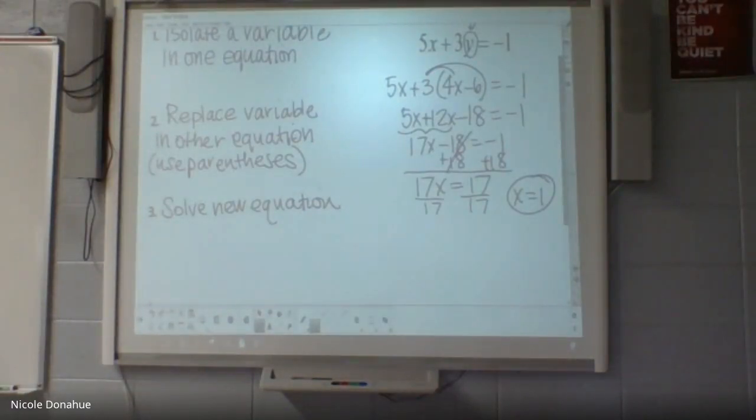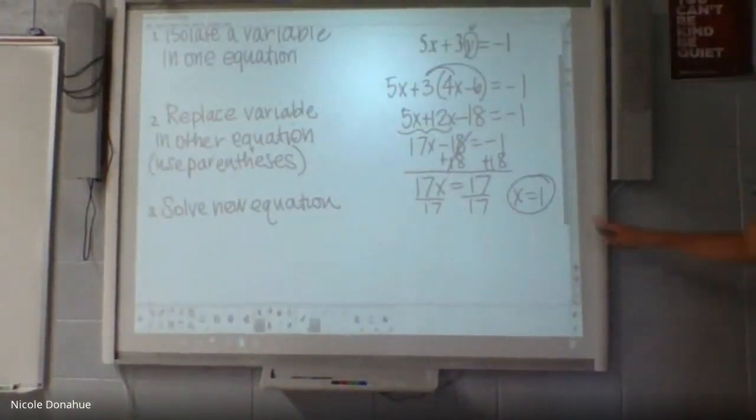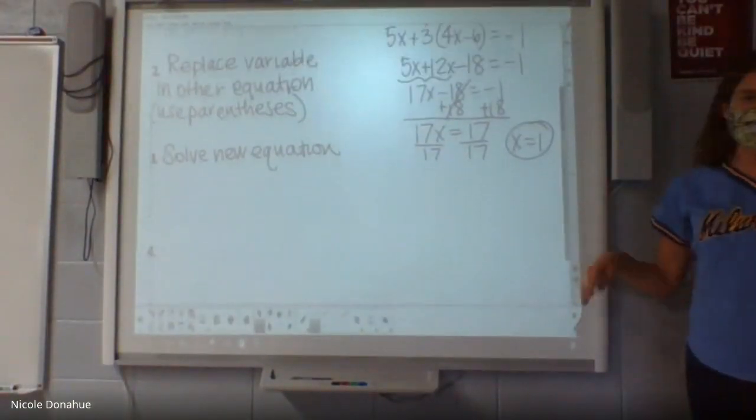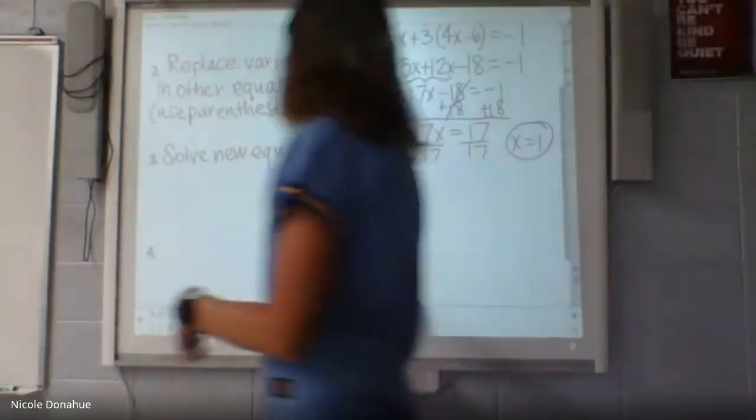So once we know x is 1, which we went ahead and solved all the way through, we still have the last step: we have to go back and find the other variable. So once I know x is 1, I have to substitute that back in to find the other variable.